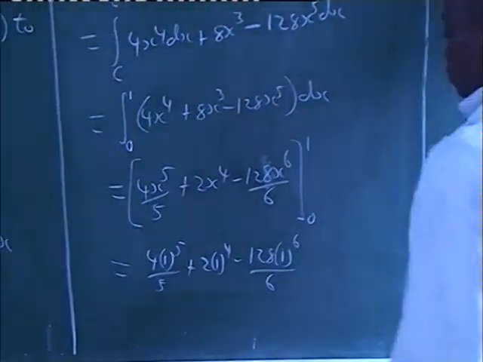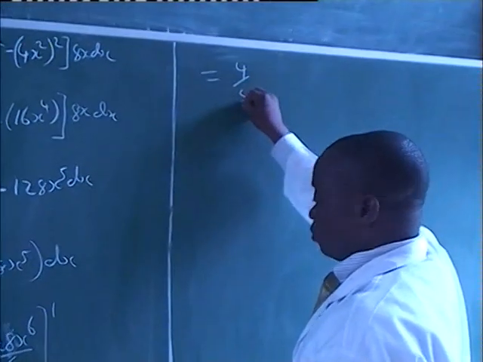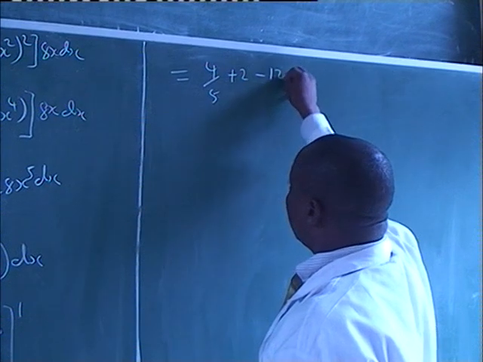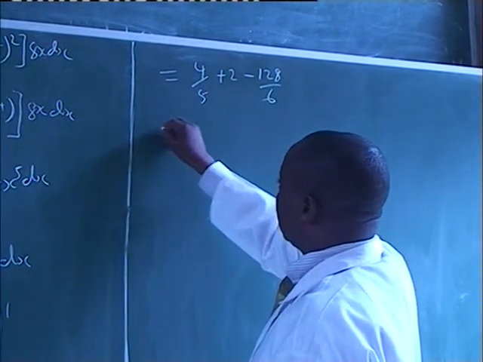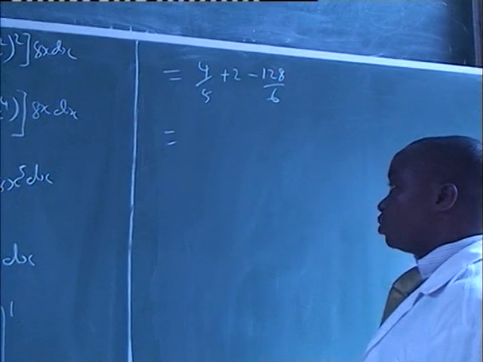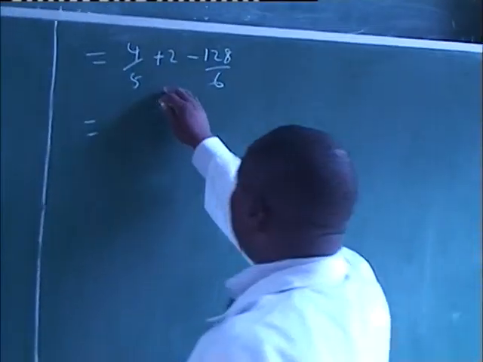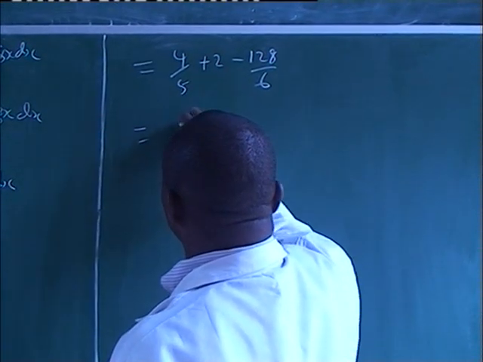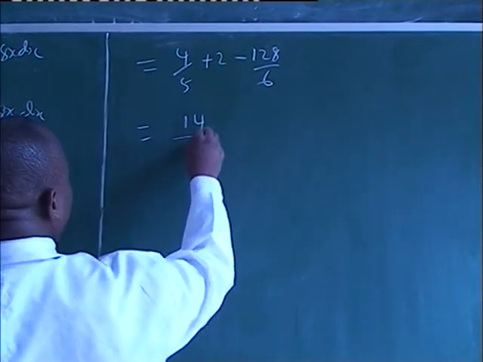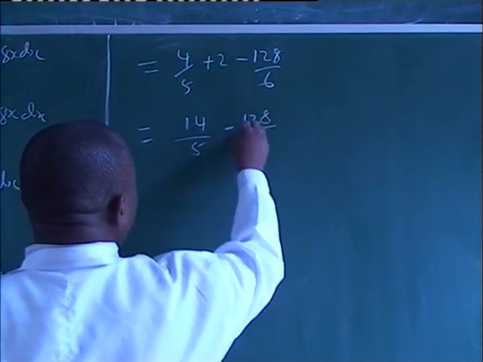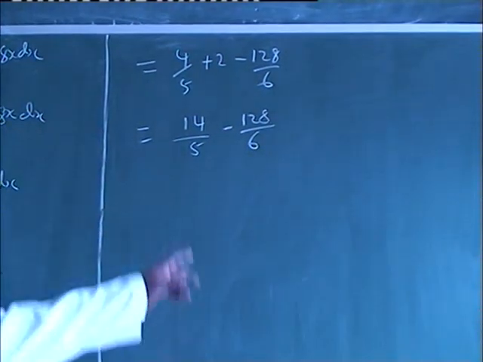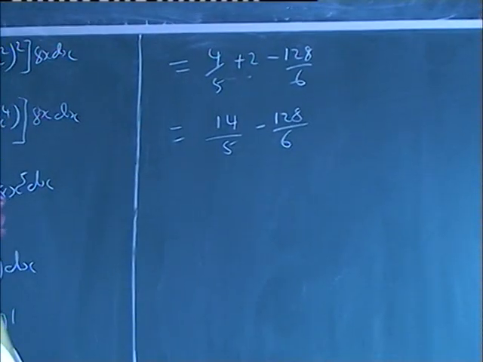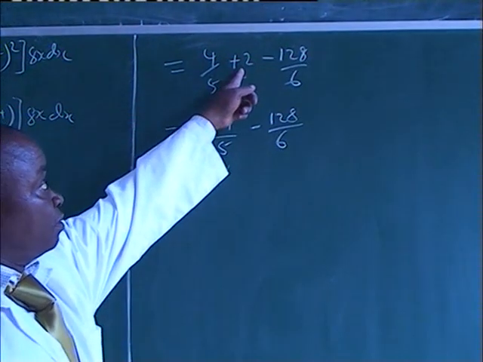So this becomes 4 over 5 plus 2 minus 128 over 6. Now if we do that, let's pick this. This will be the same as 14 over 5 minus 128 over 6. I'm taking the LCM of this now. Yes, because this will be 10 times 2.